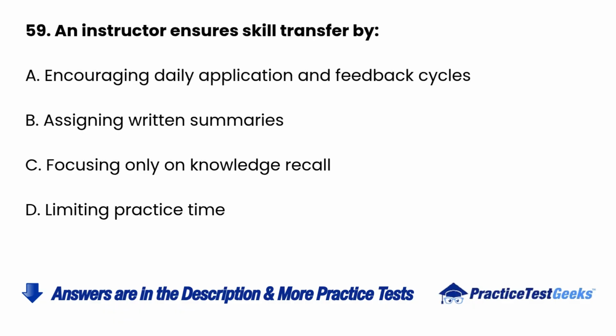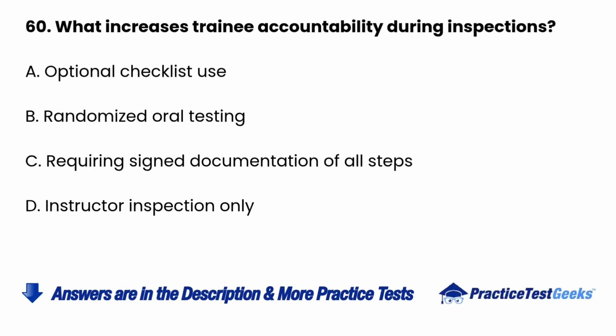59. An instructor ensures skill transfer by A. Encouraging daily application and feedback cycles. B. Assigning written summaries. C. Focusing only on knowledge recall. D. Limiting practice time.